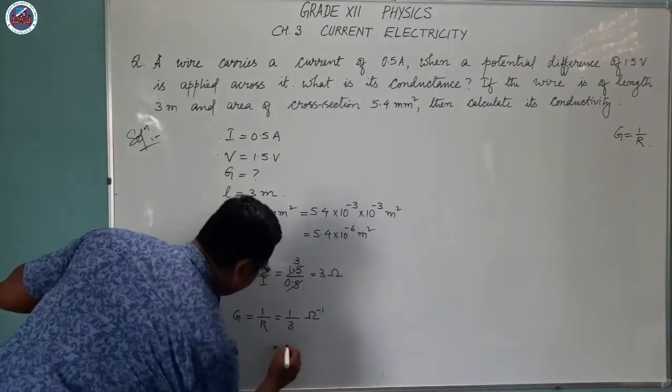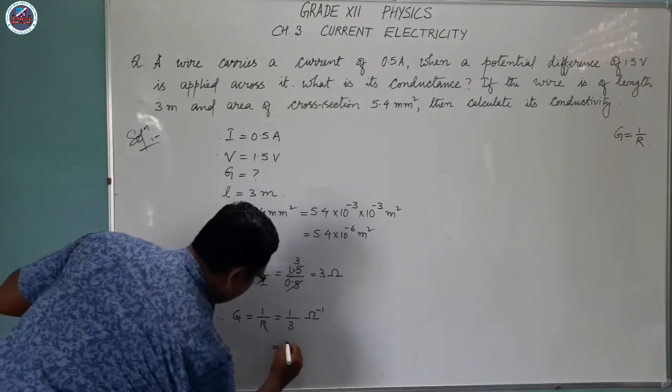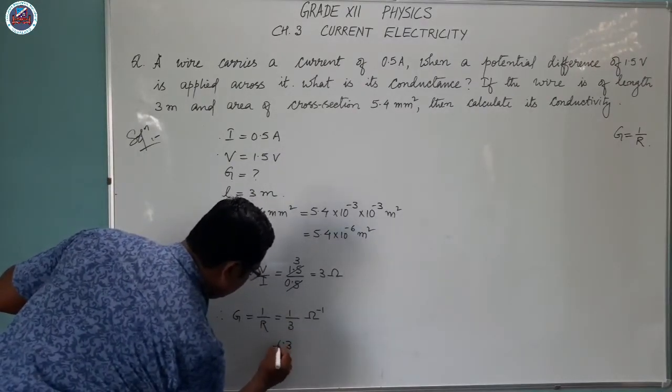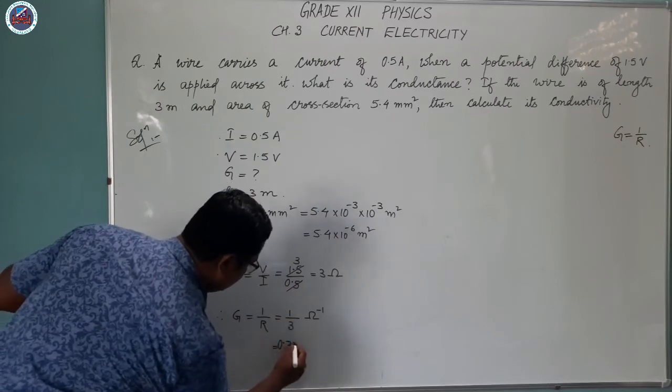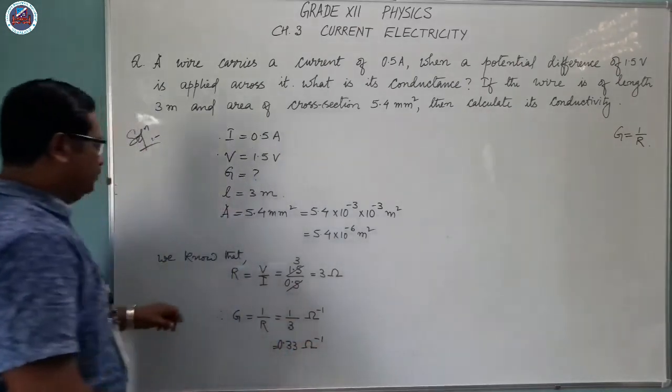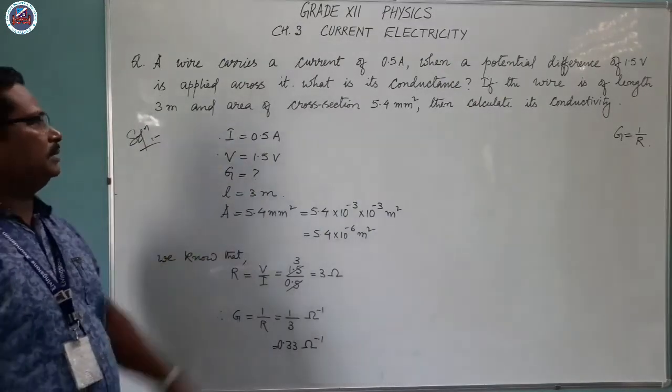Then we divide it. 3 3s are 9. 1 you cannot divide by 3. First of all, decimal will put. 3 3s are 9. 3 3 3 will go on per ohm. Like this you can find out the conductance.